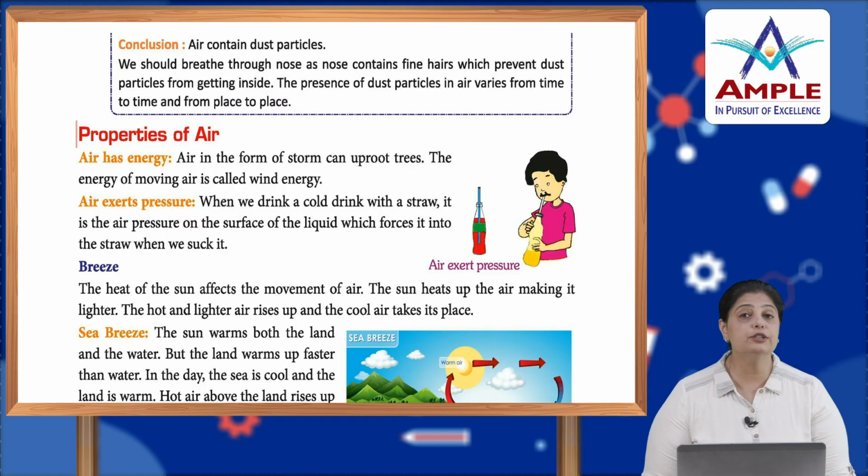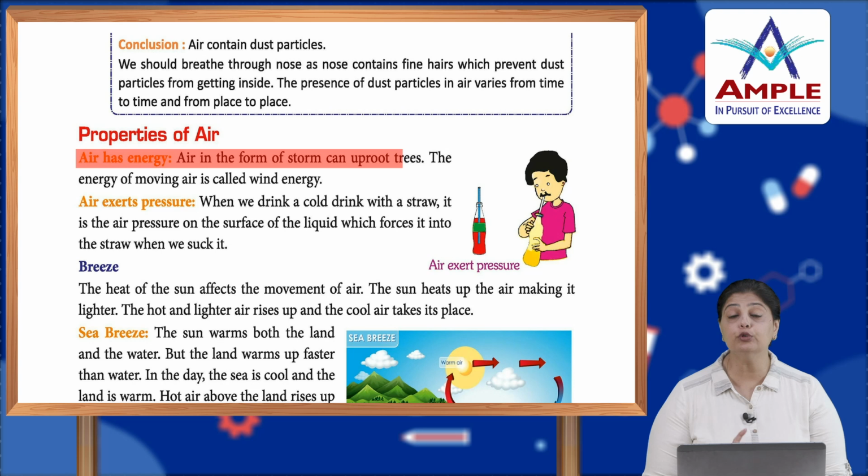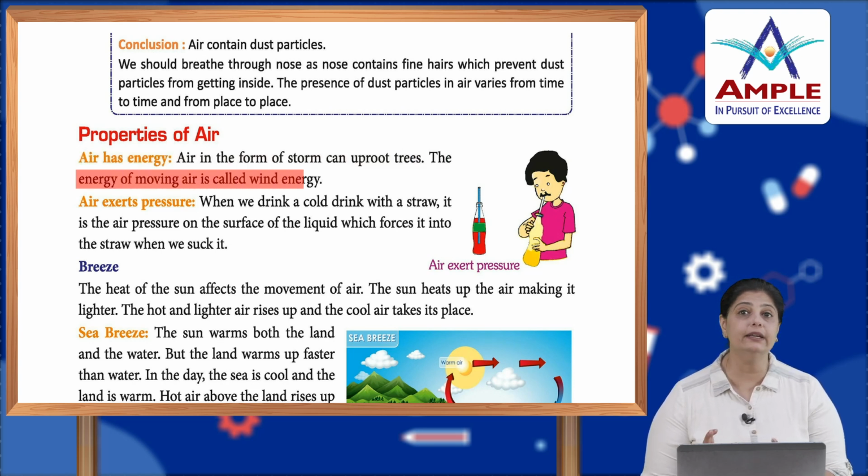So, now let us look at the properties of air. So, what is it that air has? Air has energy. Air in the form of storm can uproot trees. The energy of moving air is called wind energy.